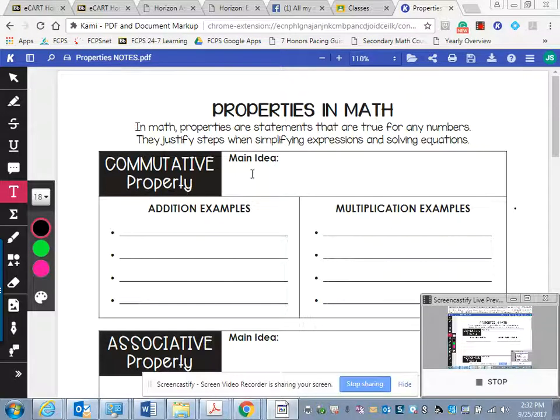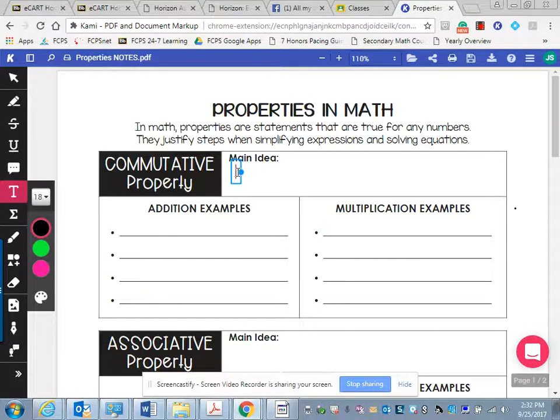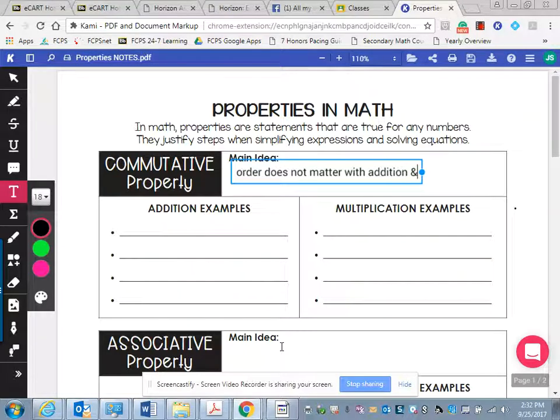So what is the main idea with the commutative property? So self-explanatory, pretty straightforward. Order does not matter with addition and multiplication.